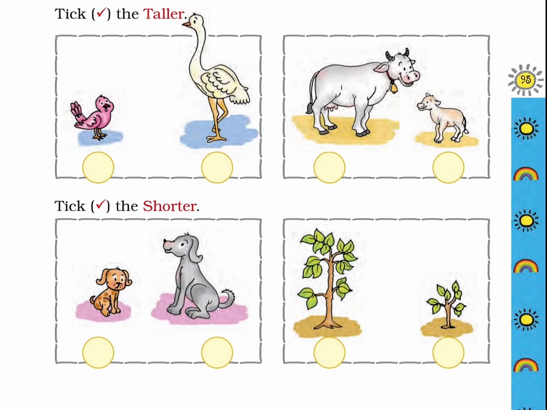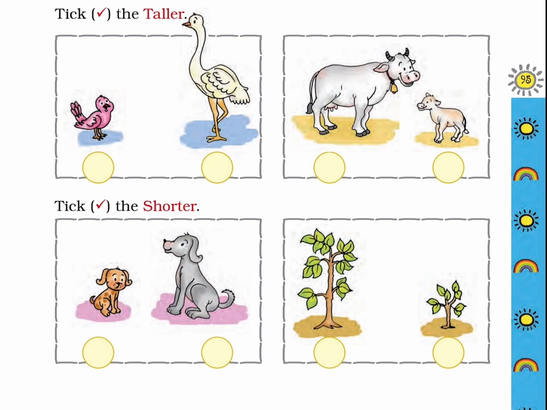Part 3, Picture 1 shows a cat and a dog. You have to tell which one is shorter, the cat or the dog. Picture 2 shows 2 plants. Plant 1 is as tall as you are, and plant 2 is as tall as your arm.